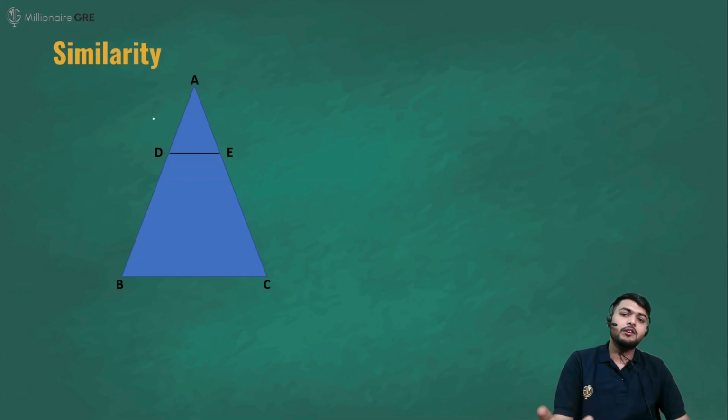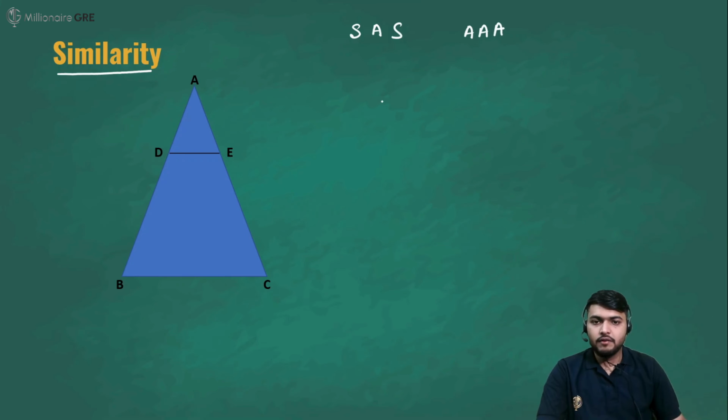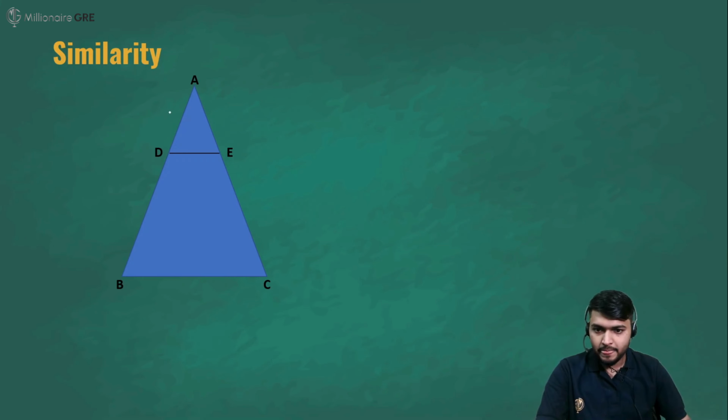In this video, we will be discussing the concept of similarity. There are two ways to prove similarity in a triangle that we have to know. One is side angle side, SAS. Another one is angle angle angle. We will first discuss the side angle side property.